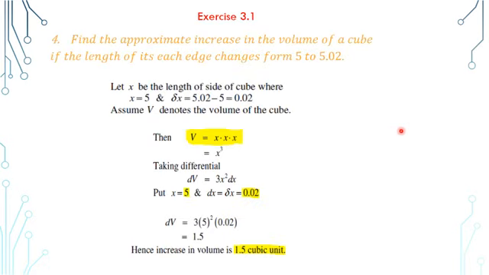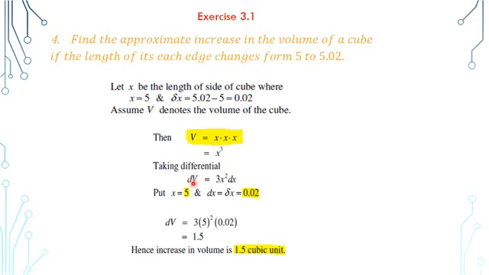The last question is to find the approximate increase in the volume of a cube if the length of edge changes from 5 to 5.02. Let x be the length of side of the cube. Here x is equal to 5 and del x is 5.02 minus 5, that is 0.02. Assume that we denote the volume of the cube by v. So v is equal to x into x into x, that is x cube.